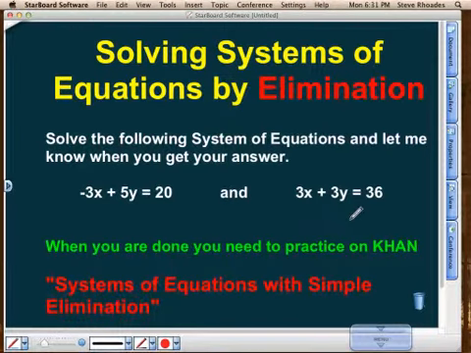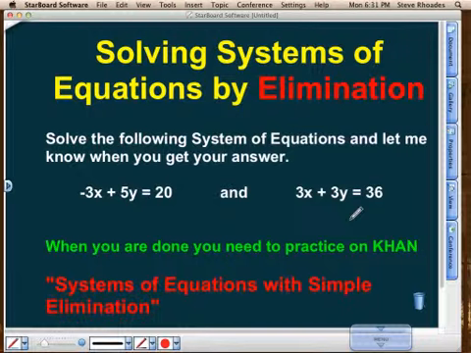Today, you need to work on solving systems of equations by elimination. I'm giving you an example here. Negative 3x plus 5y equals 20. And the other equation is 3x plus 3y equals 36. You can use elimination to solve this system of equations. What I want you to do is to solve this system of equations on your own. When you get done, you need to get your answer to Mr. Snyder, and he will check it.